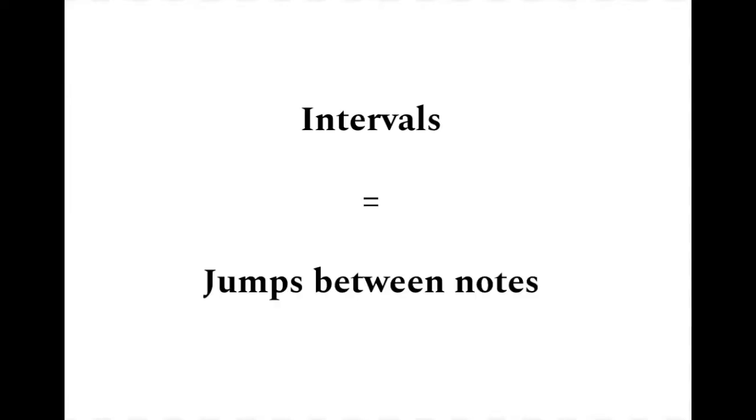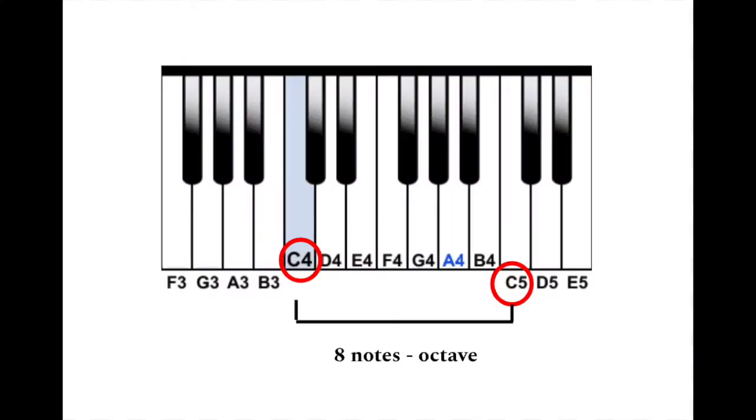This is a great segue into the next part of our lesson, which is intervals. Now, intervals are the jumps between different notes, and they can differ in distance. We're going to discuss six of the most common intervals and ways to memorize what they sound like. Now, the difference between the two notes mentioned before, the C4 and C5, is 8 notes, which we call an octave. You can recognize this sound if the notes sound the same, except one is higher than the other.